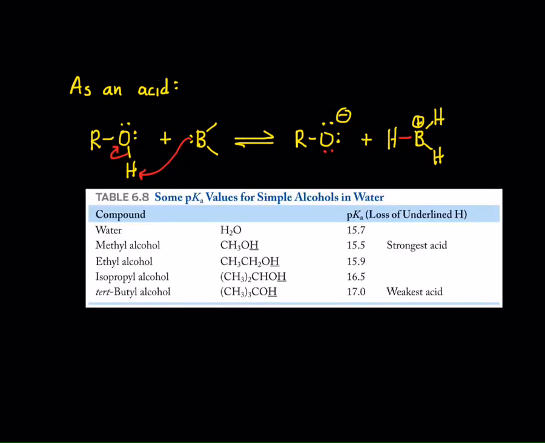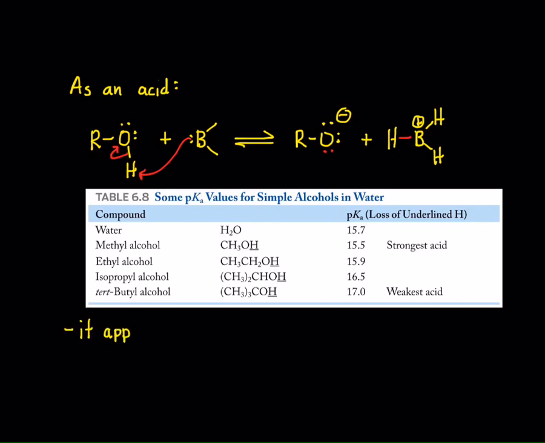Well, if you look at table 6.8 in your textbook, you see that their acidity is comparable to that of water. Water has a pKa of 15.7. Methanol has a pKa of 15.5, so it's about the same acidity as water. Ethanol has a pKa of 15.9, so around 16. And then as you see, as you increase the size of the R group, the acidity decreases.